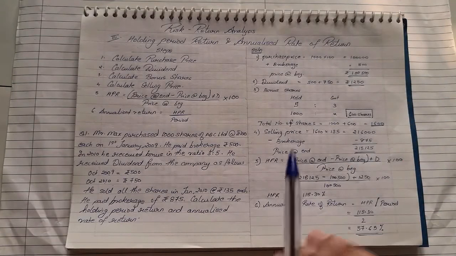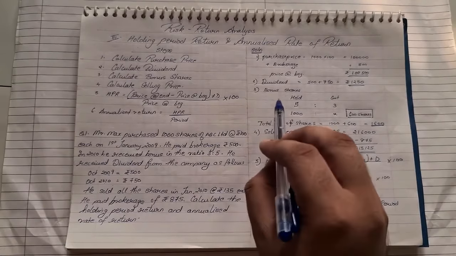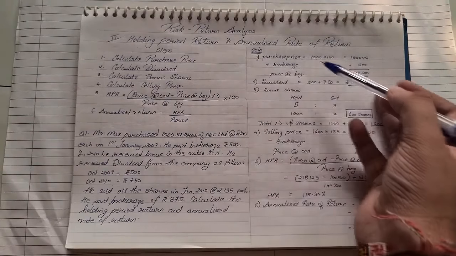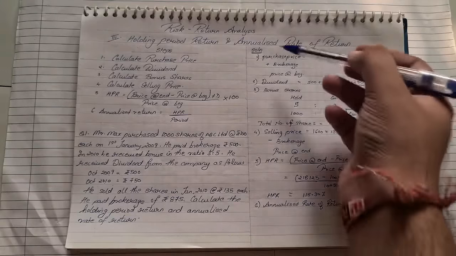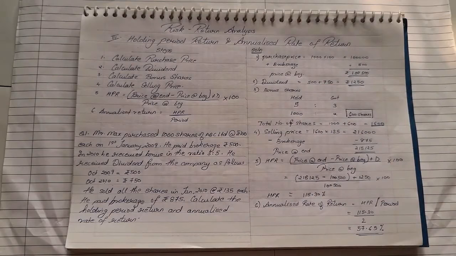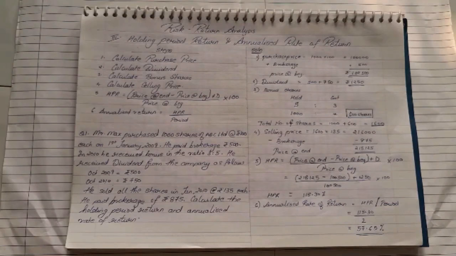Very simple sum. Now it's not necessary that in the sum they might have bonus. If it's not there, ignore the bonus part. Okay, if dividend is not there, ignore that part. So it goes in the order. This is a full-fledged sum. Whatever is not there, you can ignore that particular step. So that was the third part in the chapter risk and return analysis. I hope everyone has understood how to calculate the holding period return and how to calculate the annualized rate of return. Okay, so these were type 3.